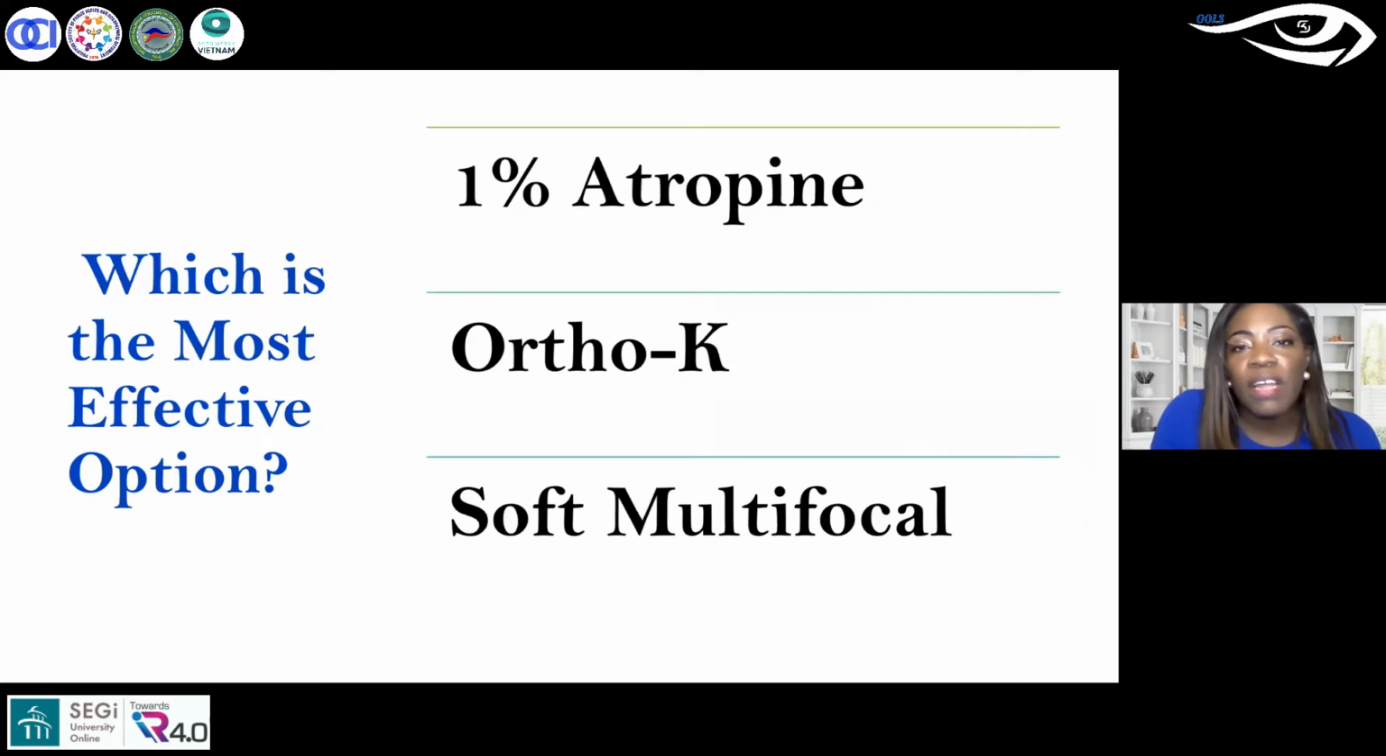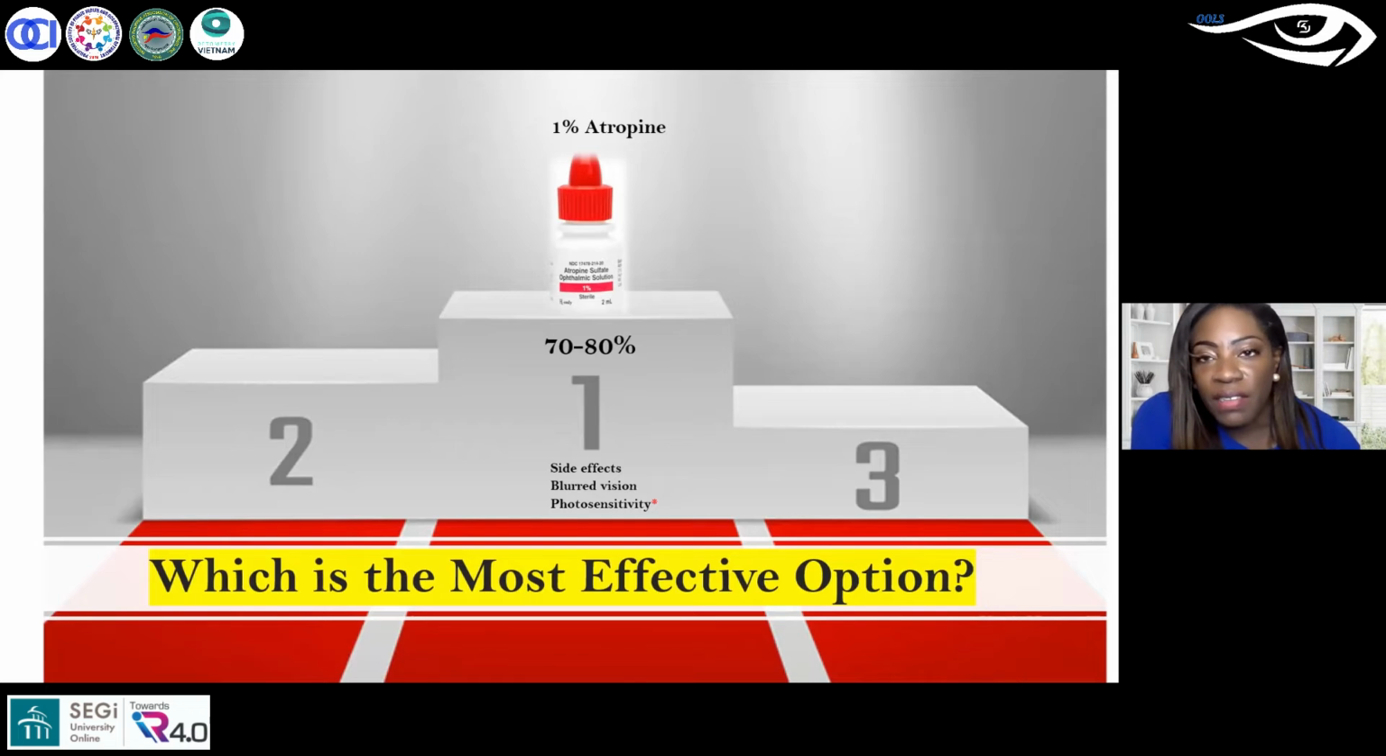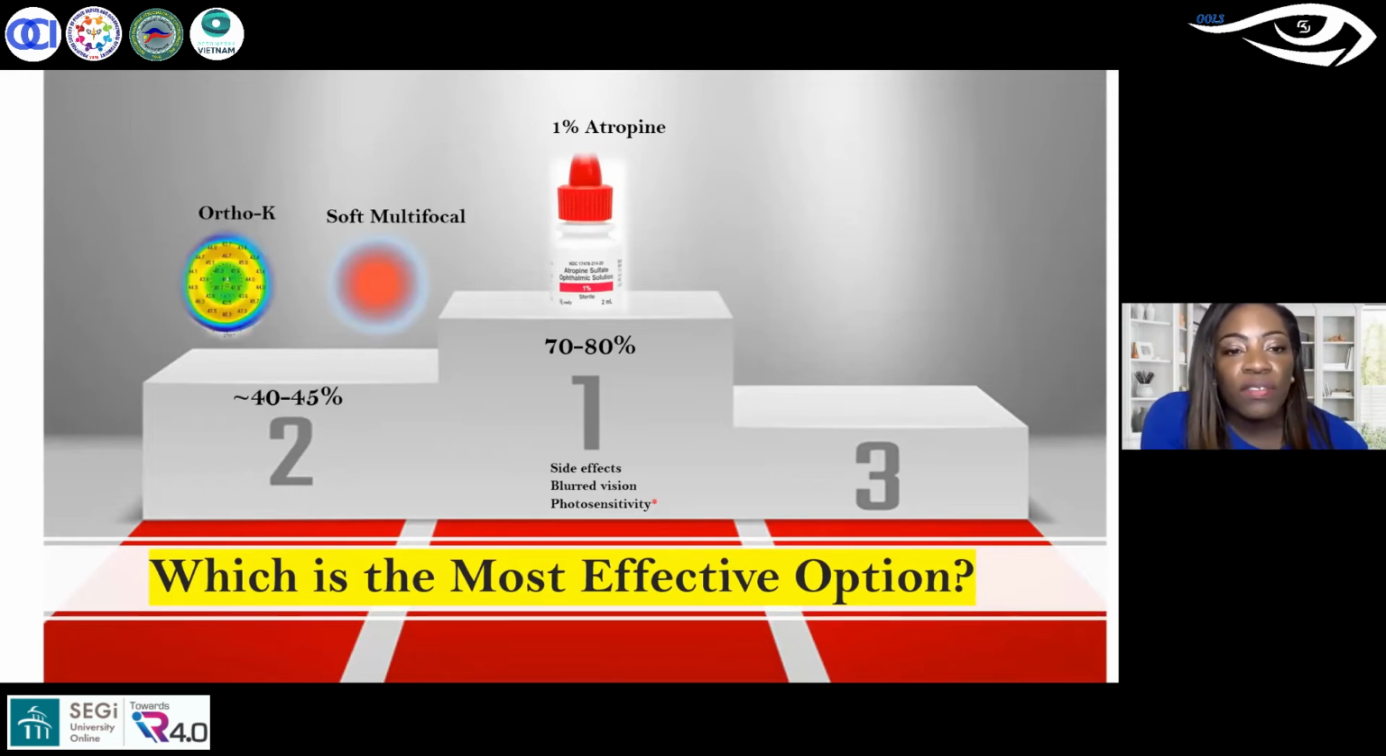So which is the most effective? I'm just going to go through this option, in lieu of time, instead of doing a poll here. We know that 1% atropine is the most effective. However, there are side effects such as blurred vision and photosensitivity if we use the 1% atropine. But I think most are surprised when you look at the Ortho-K versus the soft multifocal. It's actually similar efficacy, and I'll go through the why here.